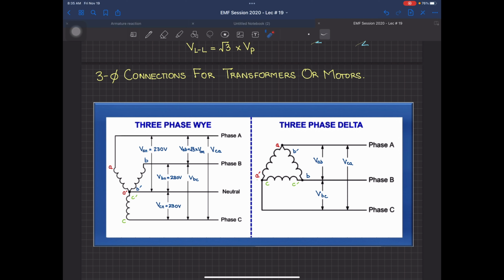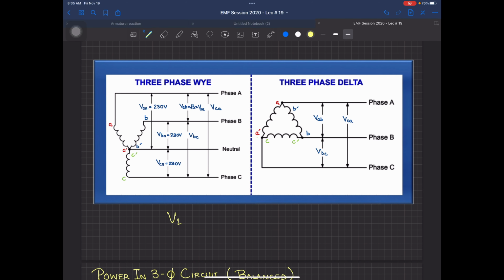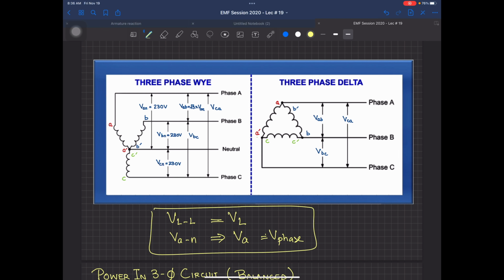But before I proceed on to formulas, 2 things are very, very important. One is called the line to line voltage, often written also as VL. And the next thing is either VA-N or also written as simple VA. So line to line voltage, and this one is the phase voltage. Any of these 3 or 4 methods are used for representing line to line voltage and the phase voltage.